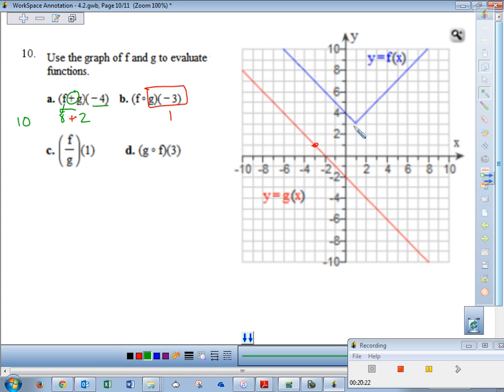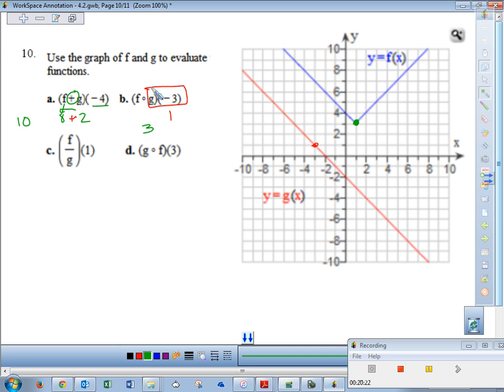Well, I better go to 1 and figure that guy out. What's f of 1 turn out to be? 3. The composites are the weird ones. You got to figure one out before you can figure the other one out. You take what he spit out and put him into the other guy.